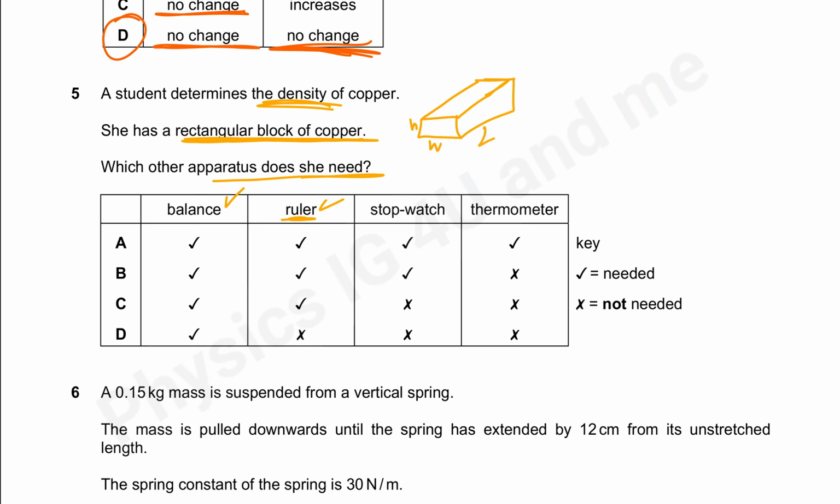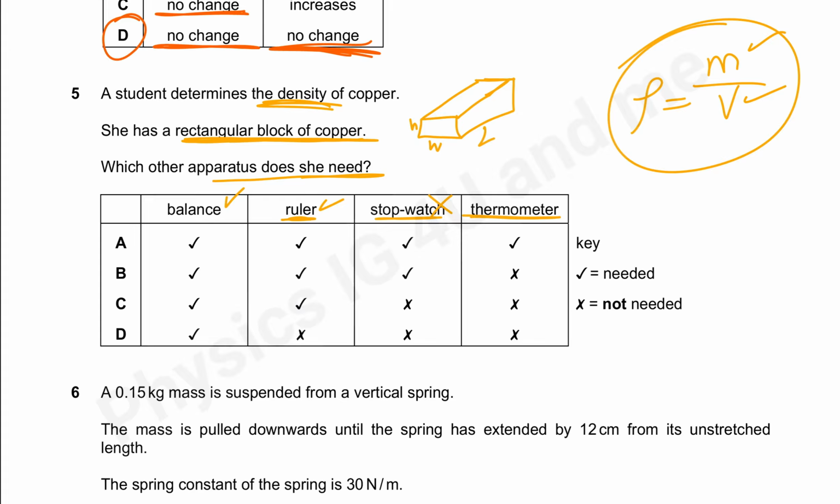Yes. A stopwatch. Do I need a stopwatch? No, because remember, density equals mass over volume. So a stopwatch will not help me to find the mass or volume. So stopwatch I don't need. The fourth is the thermometer. Do I need the thermometer? No, the thermometer will give me the temperature. I don't need the temperature to find the density, right?